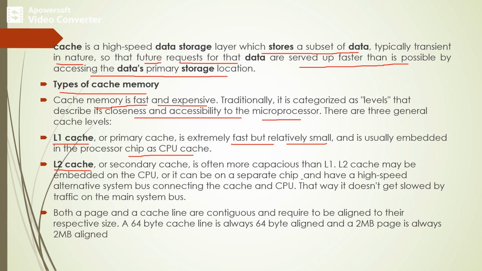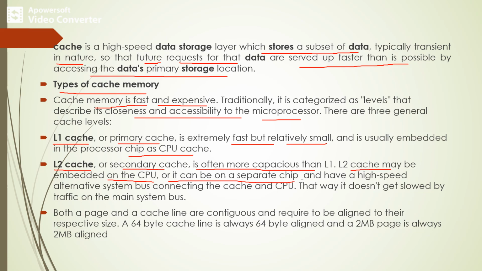Next comes L2 cache, or secondary cache. The primary cache is called L1 cache, and the secondary cache is called L2 cache. L2 cache may be embedded on the CPU or it can be on a separate chip, and it has a high-speed alternative system bus connecting the cache and the CPU. That way it doesn't get slowed by the traffic on the main system bus.